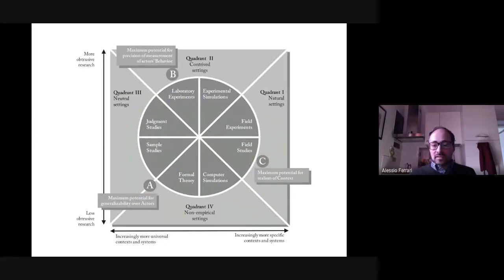We have four quadrants. Here is a more detailed representation of the diagram that I gave before. As you can see, you have the ABC elements clearly positioned here, together with more information: the names of the strategies and the type of settings. Let's look first at the settings. We have natural settings, the one of the field study; contrived settings, the one of the experiment; neutral settings, the one of surveys and sample studies; and non-empirical settings, formal theory and computer simulation. So these are four different possibilities for the settings that I consider.